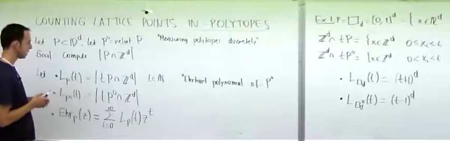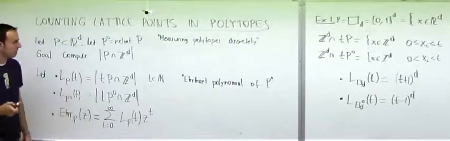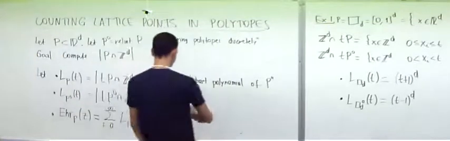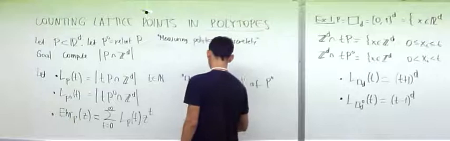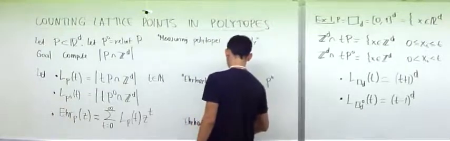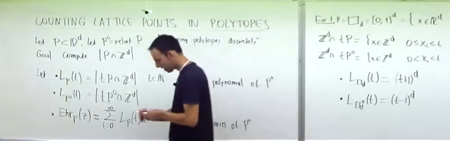Okay, and this you can maybe call the interior Ehrhart polynomial, and this one here is called the Ehrhart series of P. Okay, now why hadn't I told you the name yet?